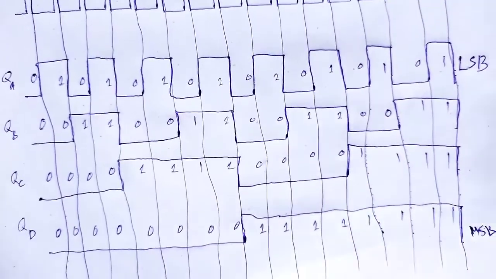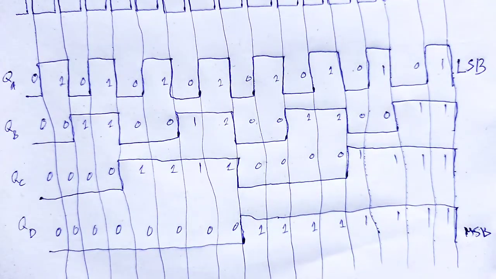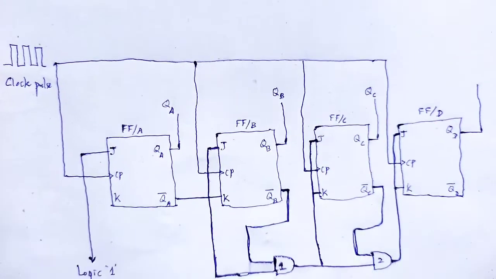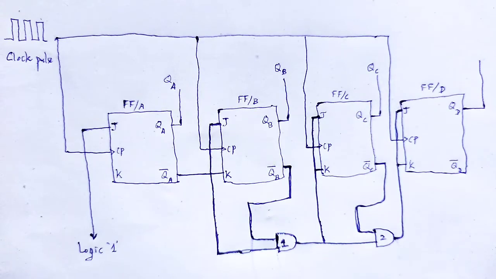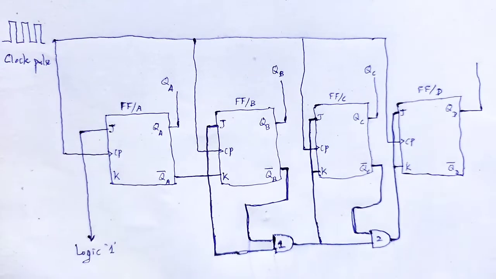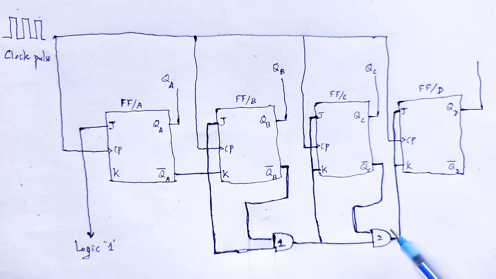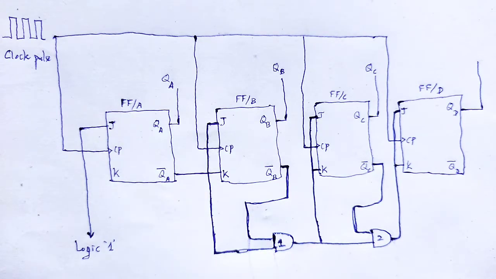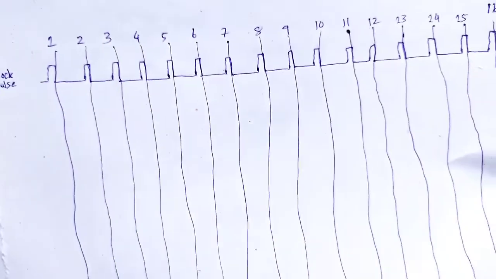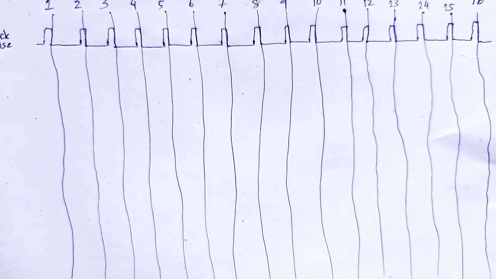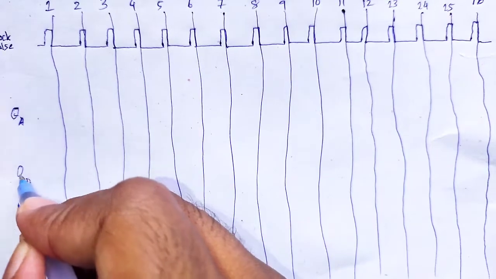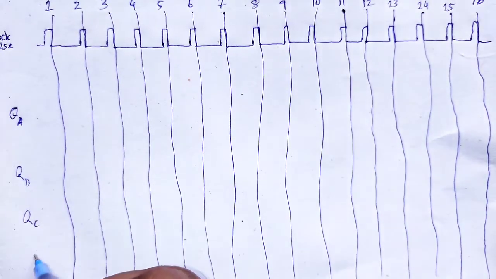Next is an example of a synchronous counter as a down counter, just the opposite of the up counter. Here the clock pulse is given, 2 AND gates are used, and logic 1 is introduced. So the outputs we obtain by taking the clock pulses are QA, QB, QC and QD.